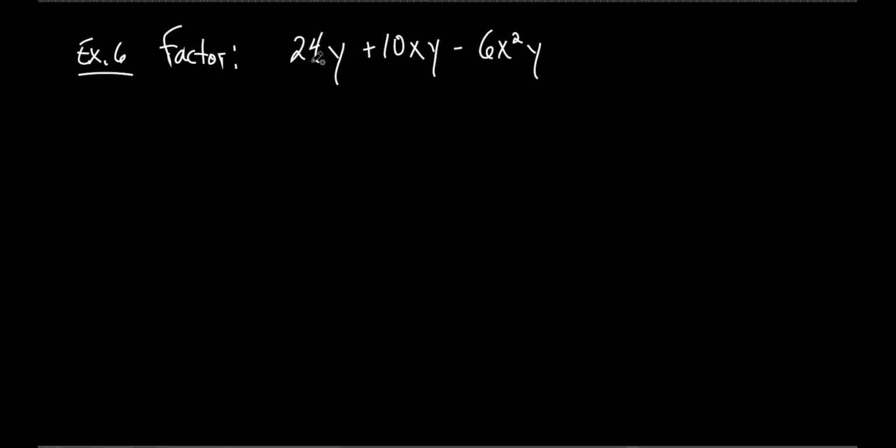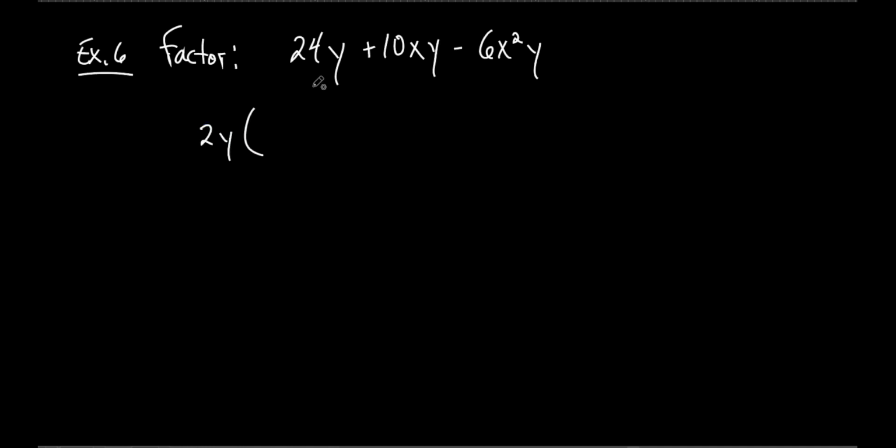Let's see if there's anything in common with all three of those. Because in those other problems that we did, there was nothing in common with all three of them, all right? But on this one, there is. Yeah, 2, right? Because you've got 6, 10, and 24. 2 is the only thing that goes into those, right? There's nothing bigger because of that 10. And then what else? A y. So let's factor out a 2y.